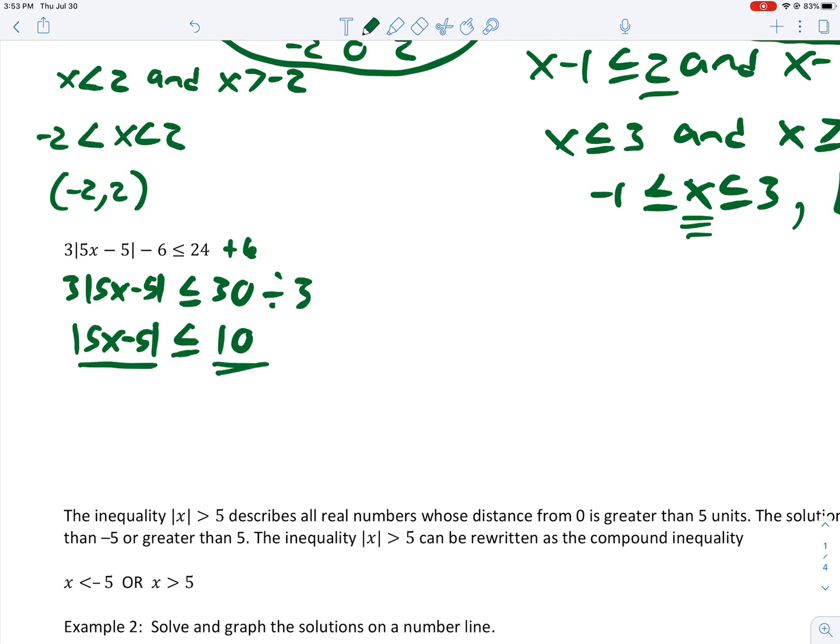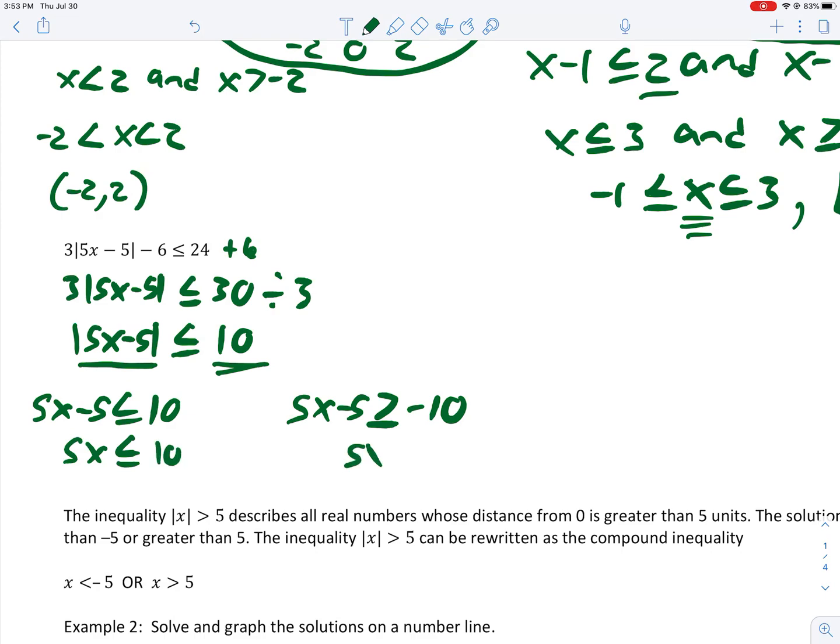So now I ask myself, can you have an absolute value less than or equal to 10? Yeah. 9, 8, 7, but also negative 4, negative 5, negative 6. So these are all the numbers that are less than or equal to 10, and all the numbers that are greater than or equal to negative 10. So that would be negative 9, negative 8, negative 7.